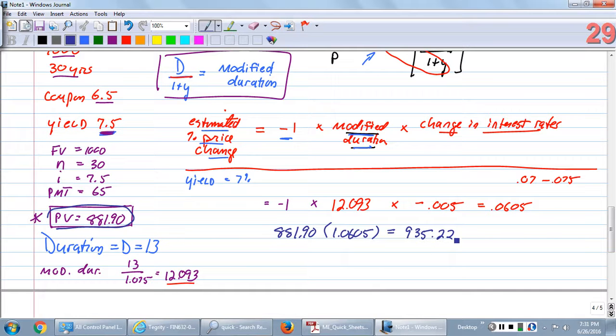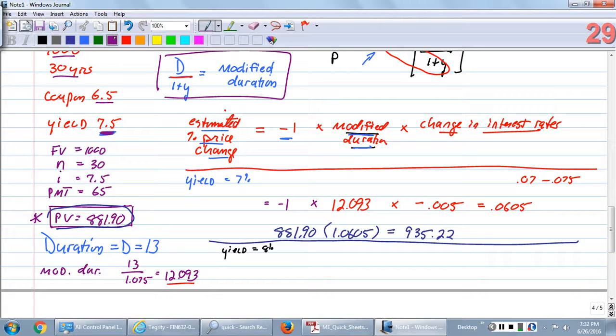So what we've just done is use duration. We didn't have to use time value of money, PV, FV, anything like that. We just used duration to estimate what the price was going to be if interest rates dropped from 7.5 to 7. Let's try the other one. What if we said the yield doesn't go down but in fact goes up to 8%?